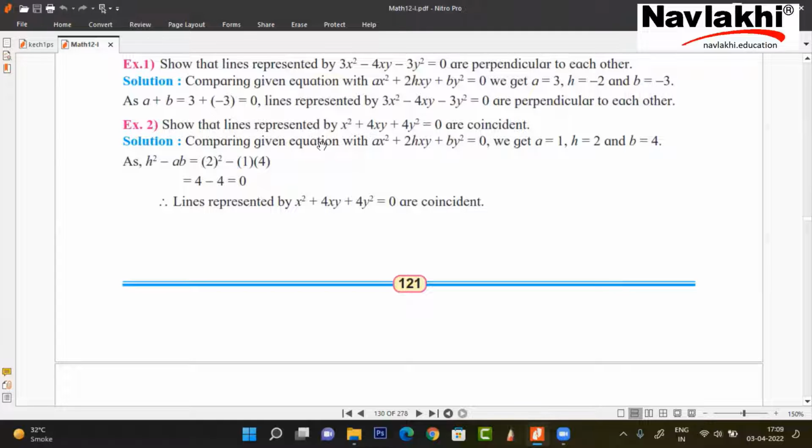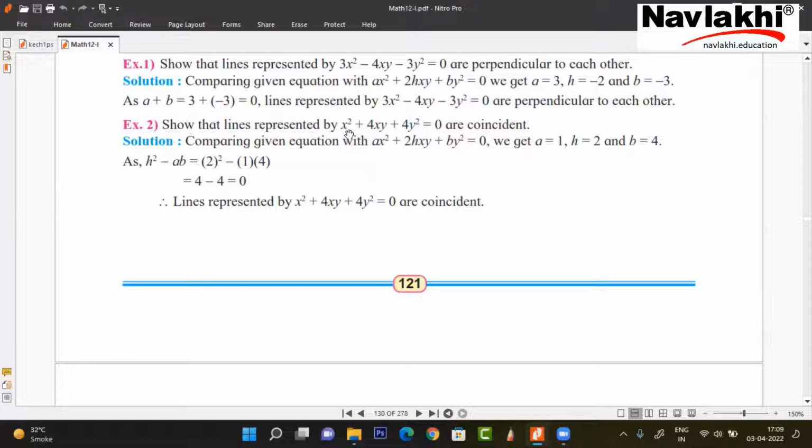Question 2. Show that these lines are coincident, one above the other. Coincident means parallel, one on the other one. For that, the angle between them is 0 because they are one above the other. If theta is 0 degrees, tan theta is 0. The formula for tan theta is mod 2 root h square minus ab upon a plus b. Tan theta is 0, so the numerator is 0. I'll calculate h square minus ab; its answer should come 0.